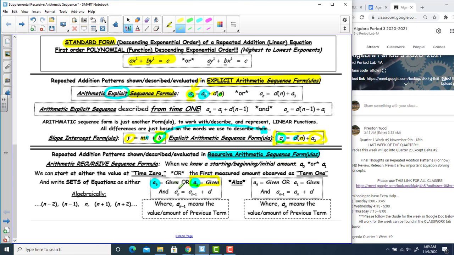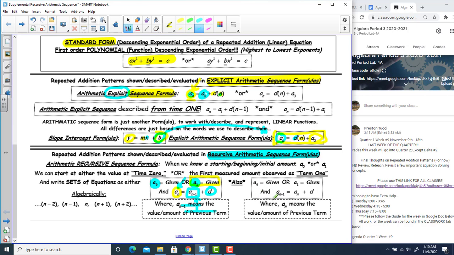In a recursive formula, a sub n still means the amount at time n, but a sub n minus 1 simply means the previous amount in the formula. And what the formula suggests is that if we know any starting amount, to find any new amount, we simply have to take the previous amount and continue to add to it over and over again. A sub n minus 1 means the value of the previous amount. That's the trickiest thing to wrap your head around, and that's where most students have difficulty.